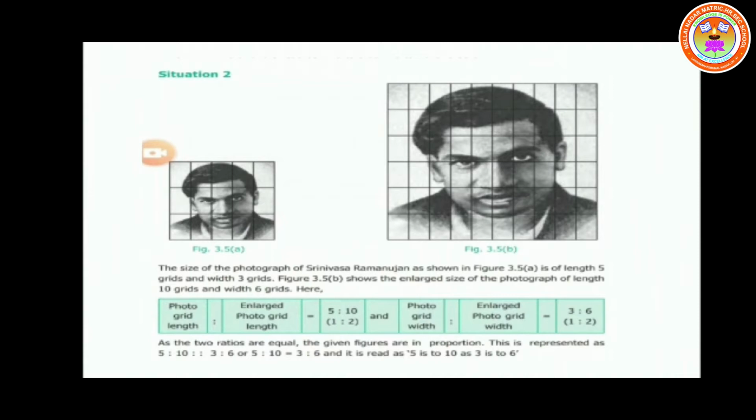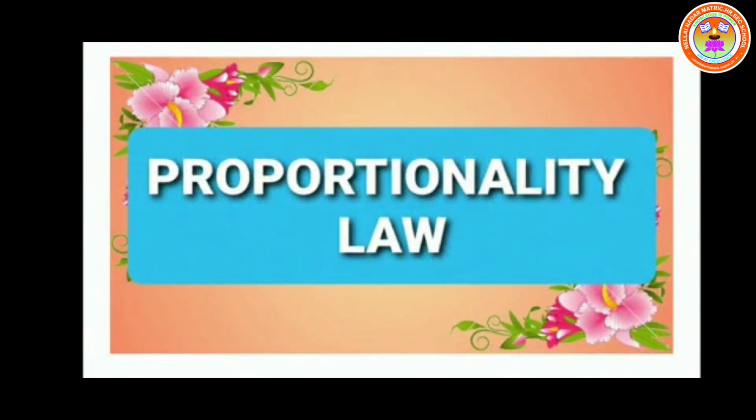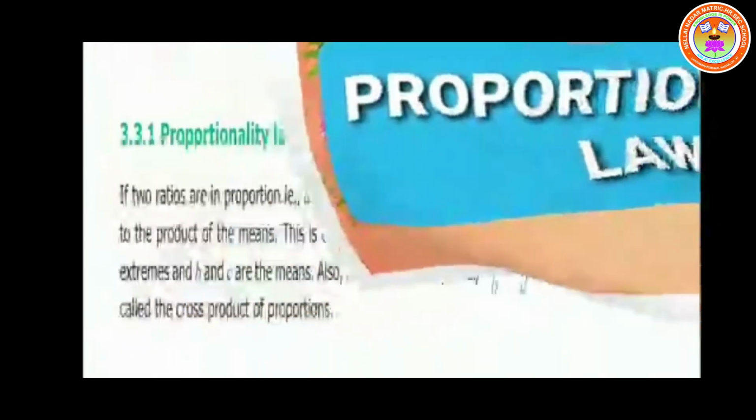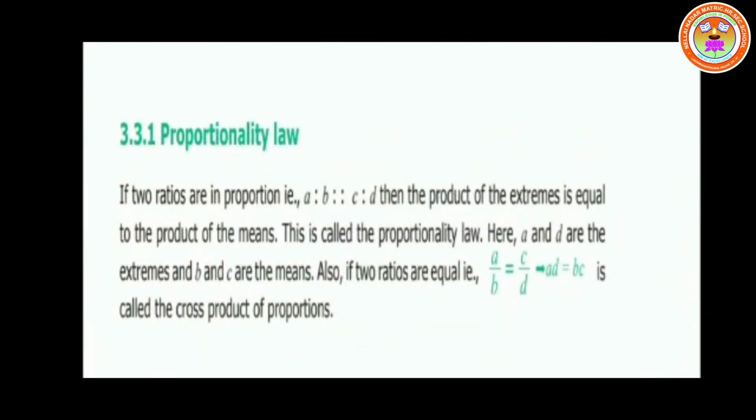Okay children, now let us move on to the proportionality law. We have learned what proportion is, and now we are going to learn about the proportionality law. What does this law state? If two ratios are in proportion, that is A is to B as C is to D, then the product of the extremes is equal to the product of the means. What is meant by extremes and means?